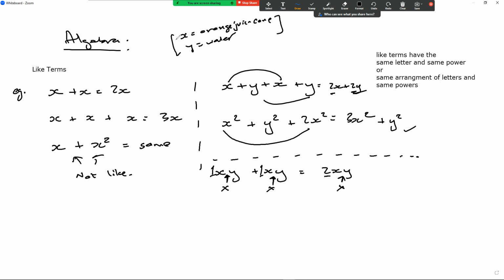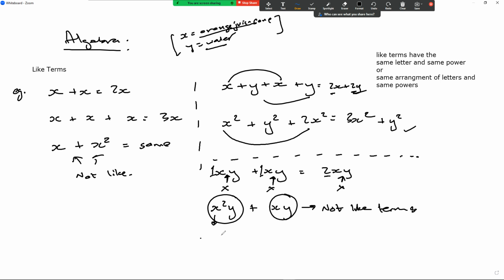Okay, and xy can also become, let's say, x squared y, and this would be a recipe where you have two parts x, so two parts of orange juice extract, plus one part of water. If you add it with xy, it won't mix, because this is a different juice. This one is going to be slightly stronger. So they're not like terms as well. And what would mix with this is if I had x squared y plus x squared y, then that will become 2x squared y. So it's exactly the same juice, but two of them.